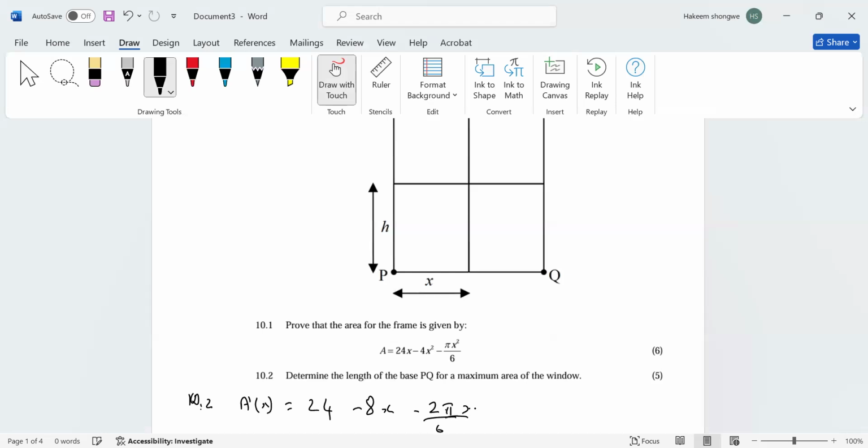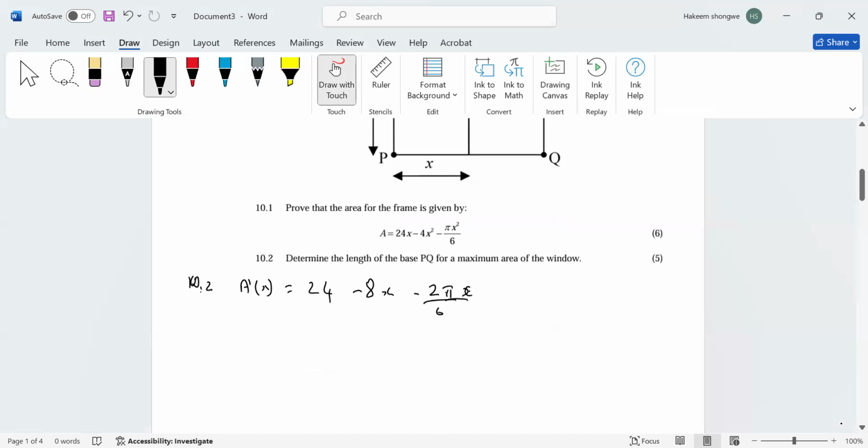Was I correct? Pi over 6, I want it in decimals. Yeah, pi over 6. But remember the reason why we usually don't do anything with these is because we need to round off the final answer. So if you start playing with decimals as early as possible here, you might have a problem.